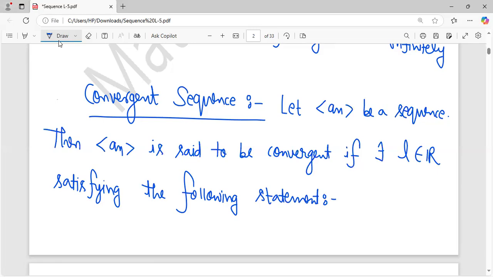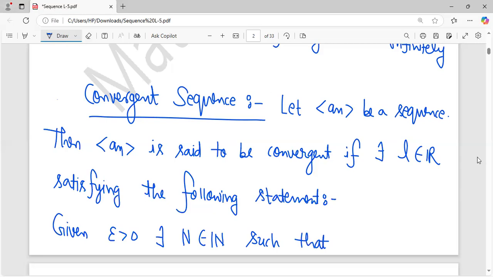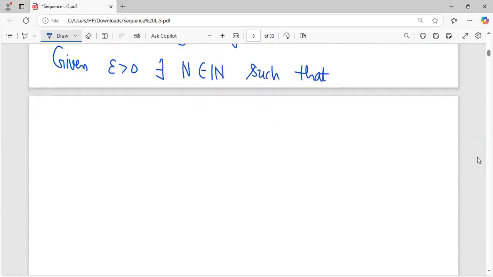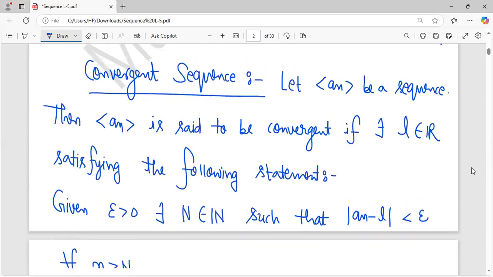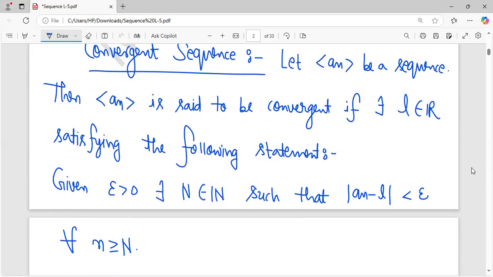What is that statement? Given epsilon greater than 0, there exists capital N belongs to natural number such that |an minus L| is less than epsilon for all natural numbers n greater than or equal to capital N. If this statement is true for some L real number, then sequence is said to be convergent. So there exists L belongs to R satisfying these conditions.